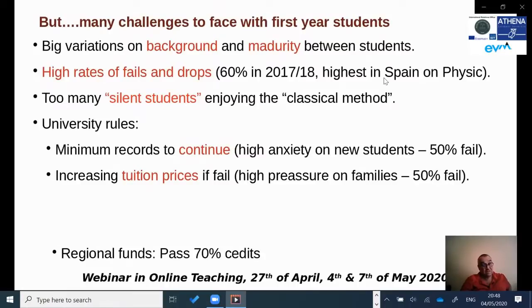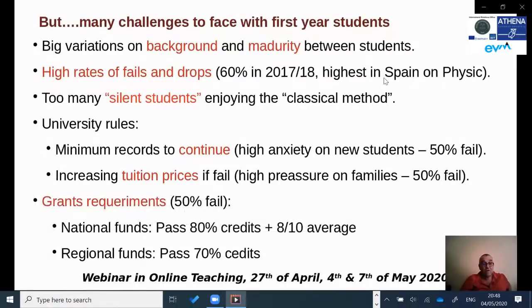That is the rate: 50% fail to get through, and also the requirements for grants, where 50% also fail. You can see you have to pass at least 70% of the credits in every course. This is the social academic situation that for me is relevant and I always take into account.